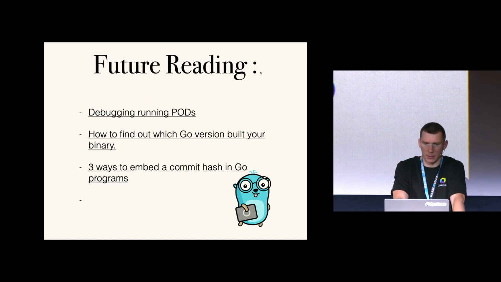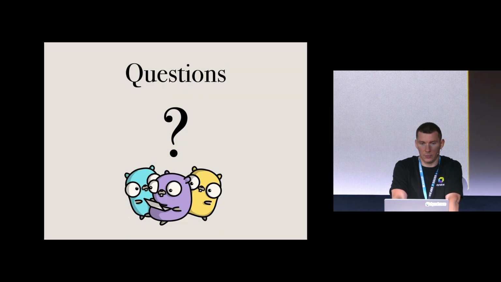Last but not least, we discussed only debugging running pods. You can also find how to debug pods which you can't schedule. It's another problem, but I'm assuming that your code is at least running. So you run it, it's running, but it has a bug. There is a good article on how to find which Go version is built into your binary. It's a very interesting finding, and there are a few ways you can add this commit. So you can check it out.